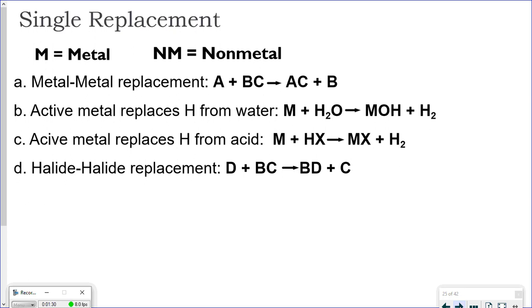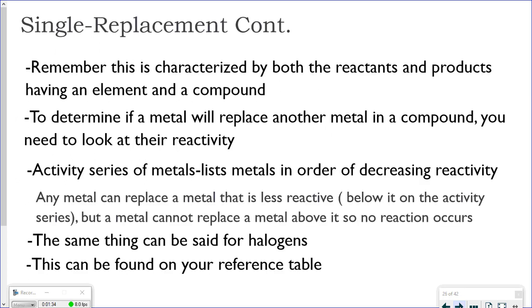Let's look through some examples. Or actually, we'll come back to examples in a moment. Single replacement reactions do not always occur. So we do have to look at when we know these are going to happen. So remember, single replacement reactions always have an element and a compound on both the reactant side of the equation and the product side of the equation.